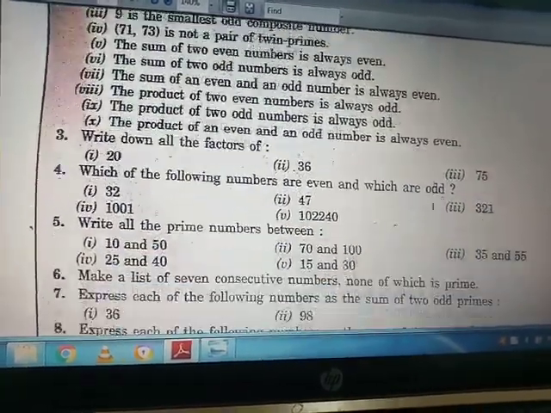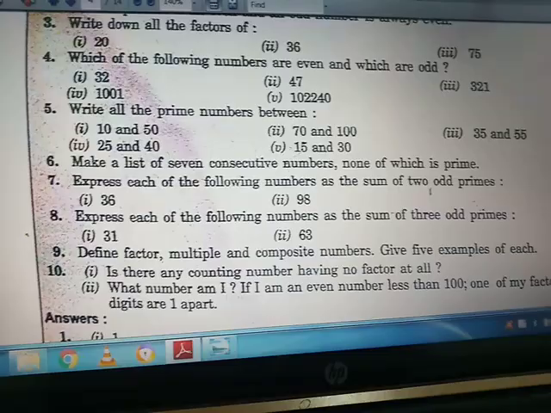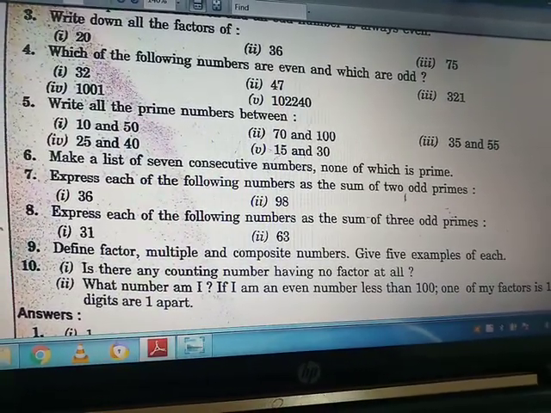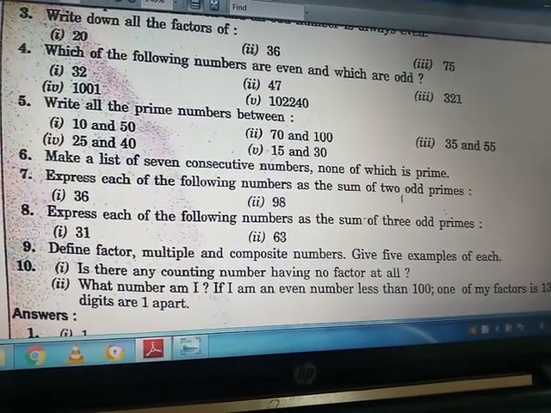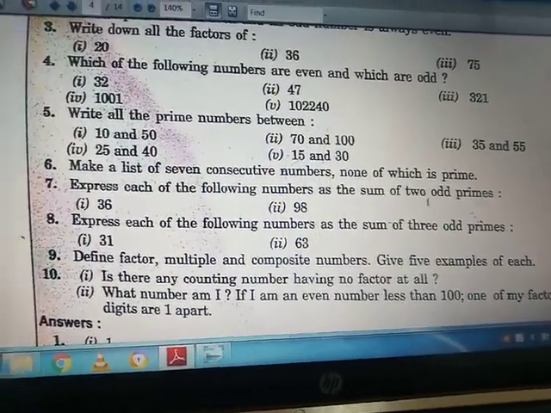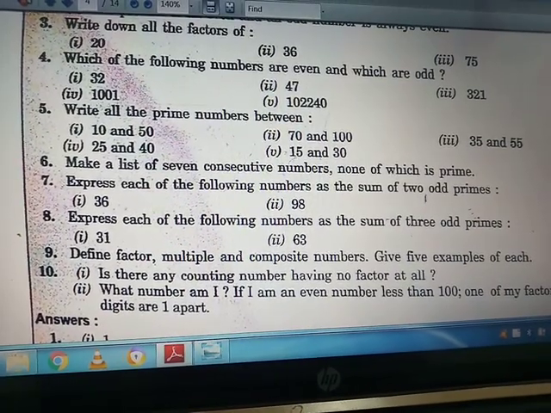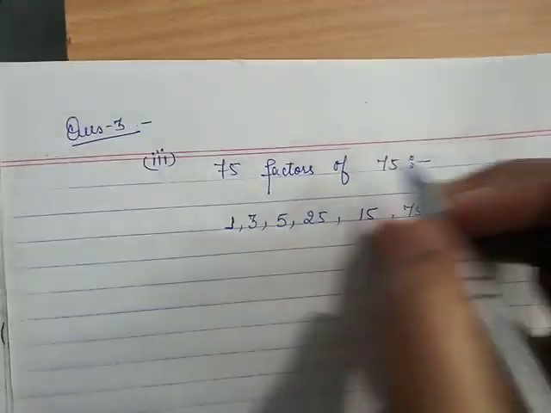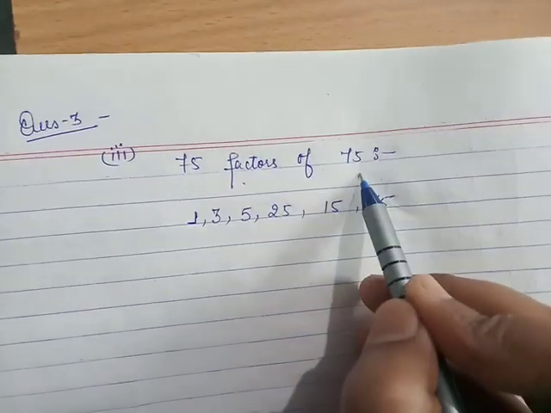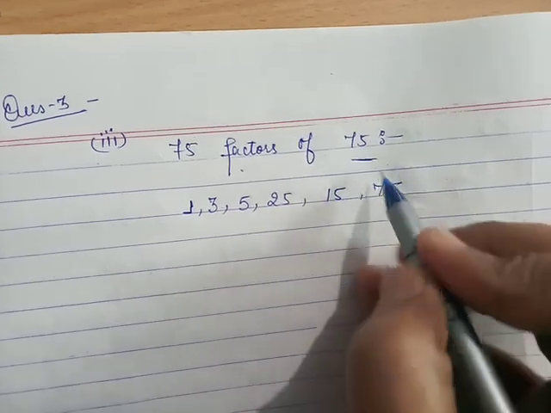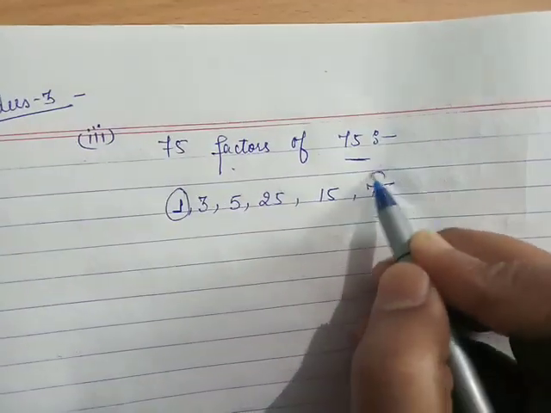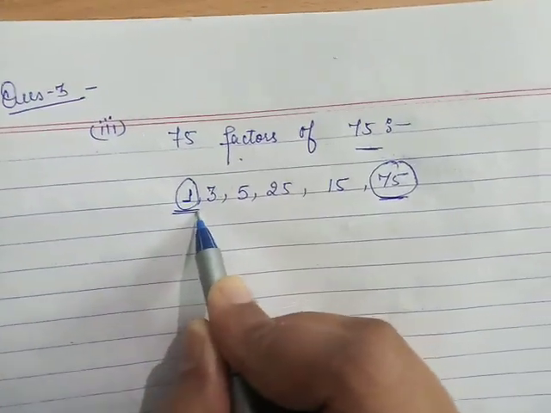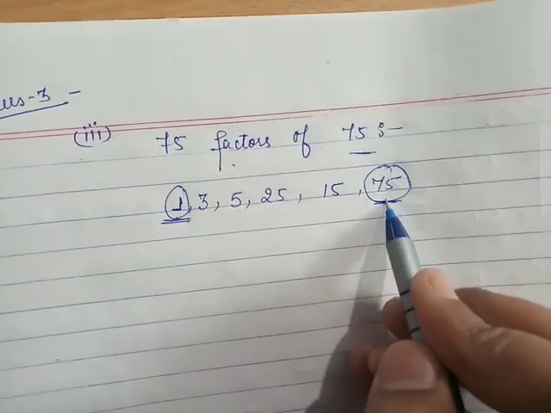Moving to our next question: write down all the factors of 20, then 36, then 75. We will solve the last part of this question, that is 75. The third part of question number 3 is to find the factors of 75. You can see that 1 and 75 will be included in every number's factors. That is the point to remember. So these two are already there.